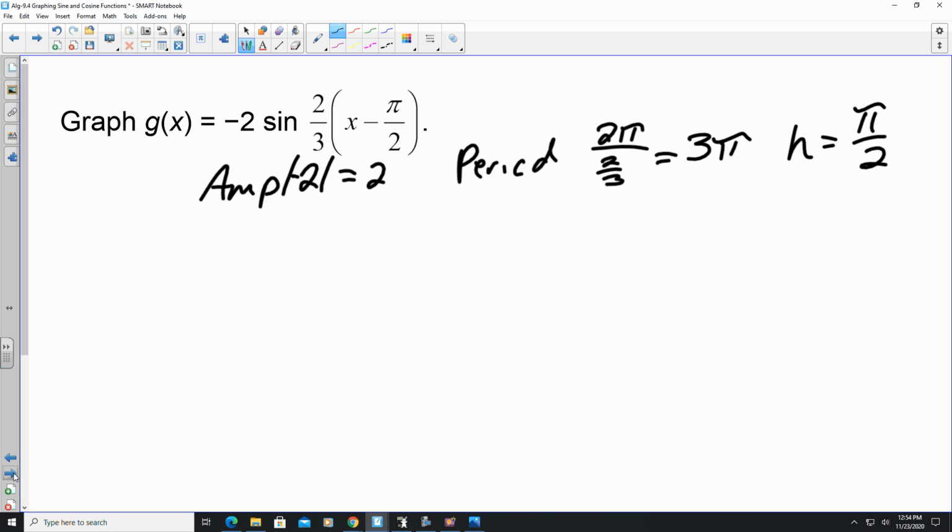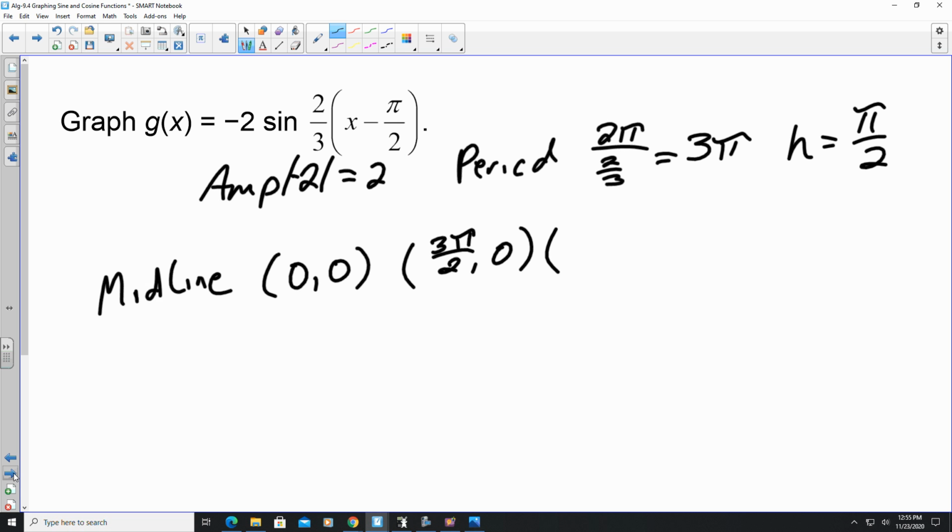All right, so looking at our midline points, our midline points don't change because there's no vertical translation per se. So this is still going to be 0, 0. This will be 1/2, so 3 pi over 2, 0, and my period, which is 3 pi, 0.